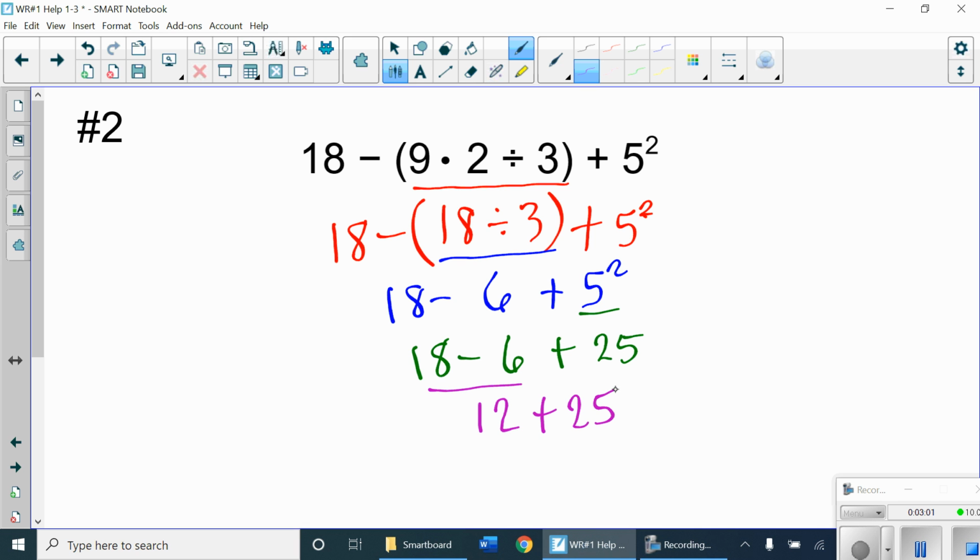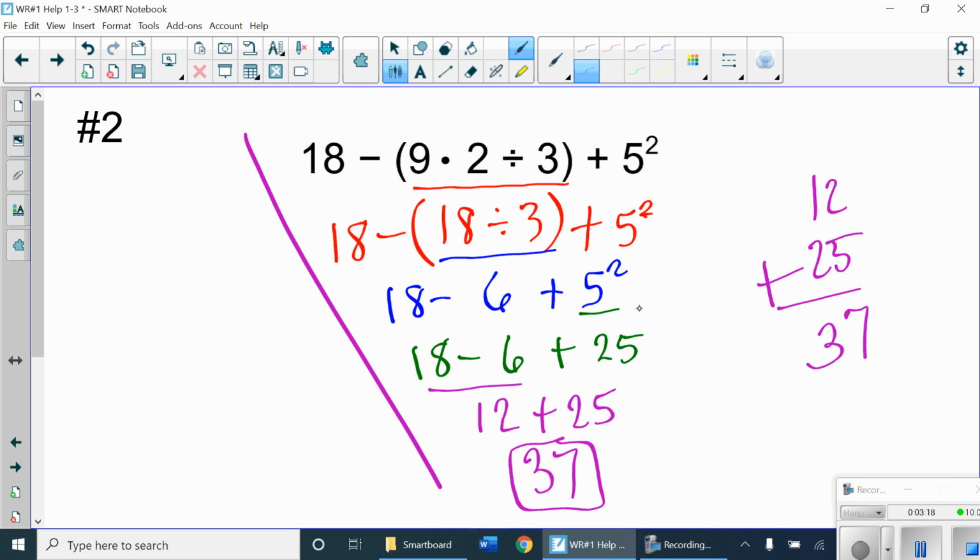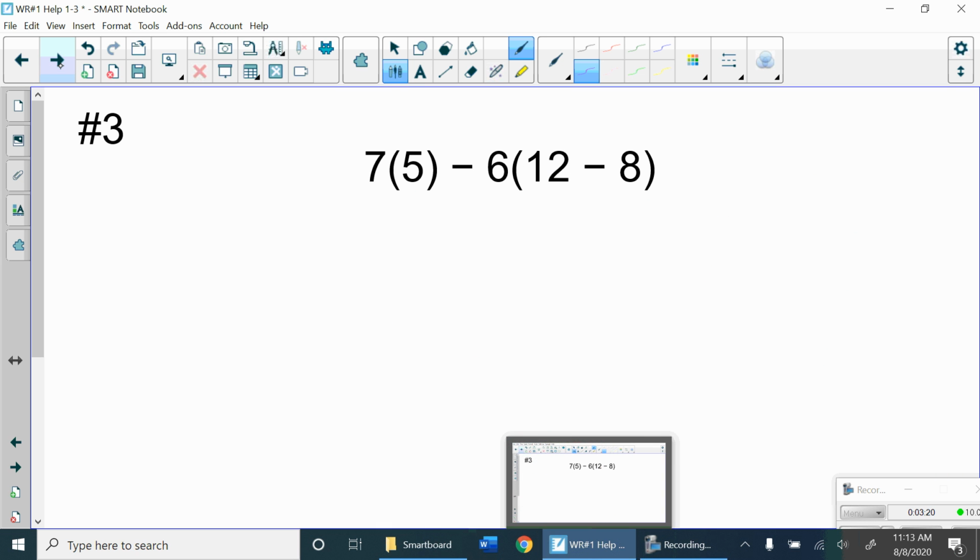And if you can't do addition side by side, go ahead and write it up and down. Okay, 7 and a 3. So our final answer is 37. And again, if you notice my work, it goes down into a V. Okay, example number 3.